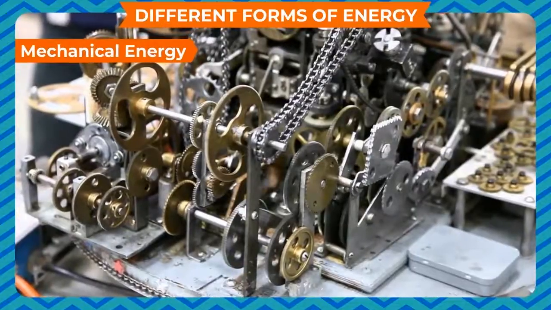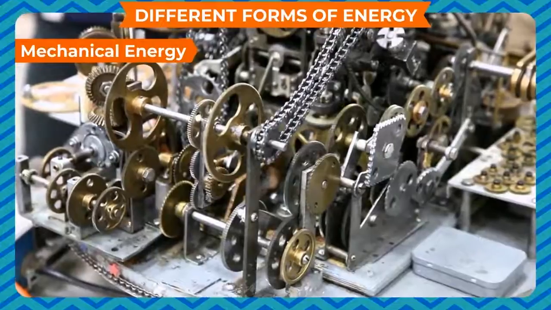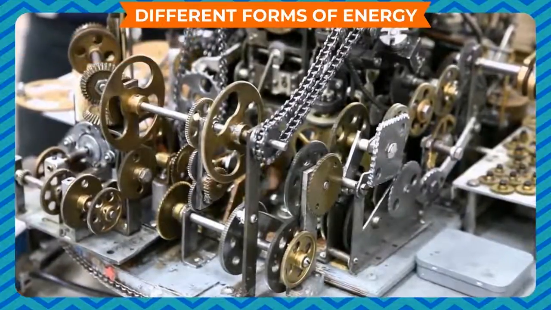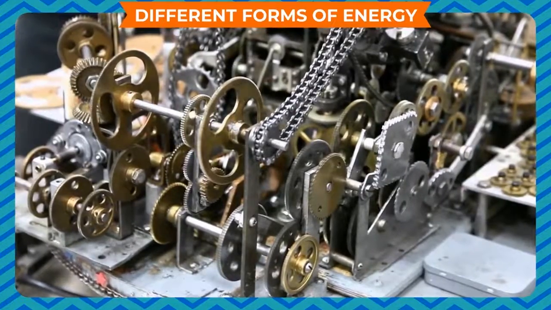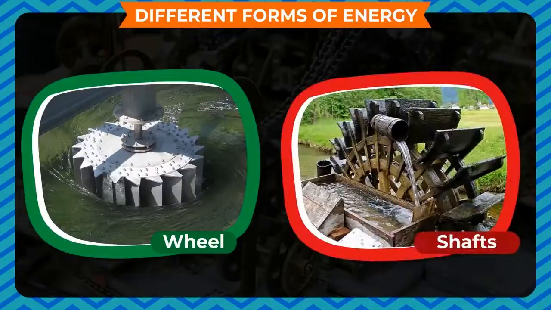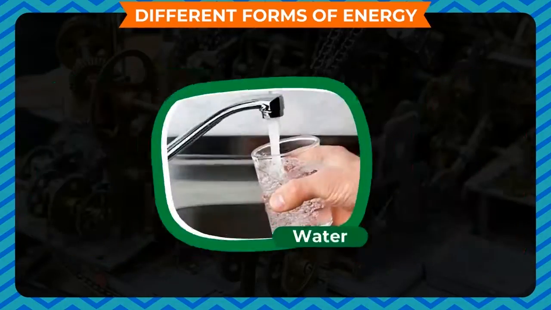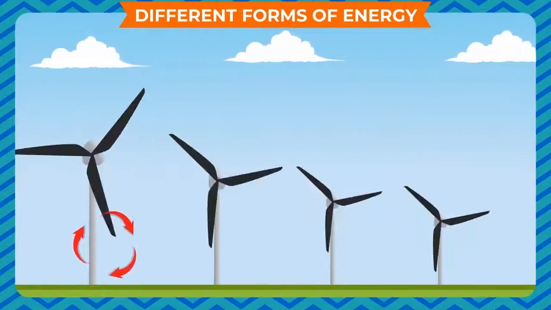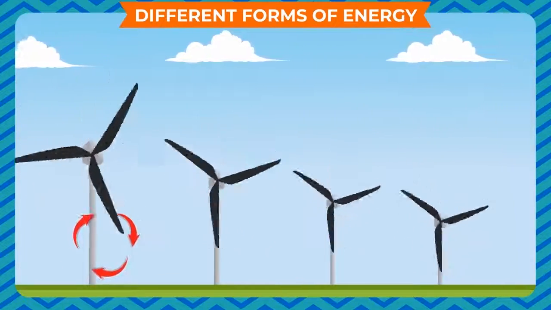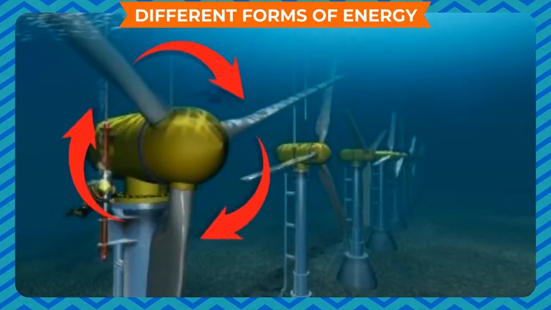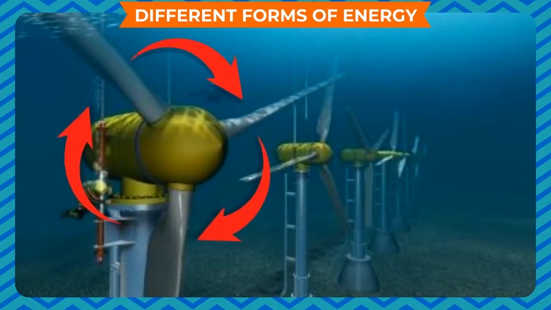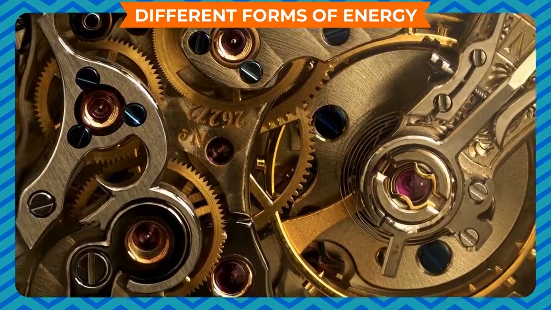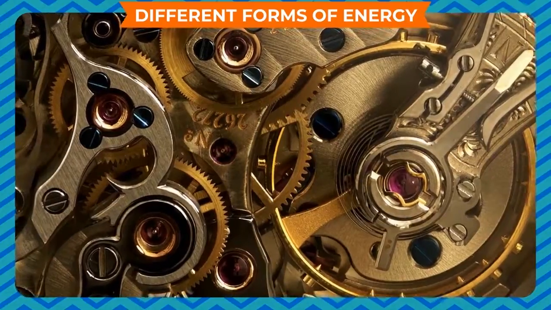Mechanical energy. Mechanical energy is the energy which is obtained by the motion of an object. This energy helps to move things such as wheels and shafts. We get this energy from wind, steam, or water. Wind helps to move the blades of a windmill, which helps to pump the underground water or to generate electricity. Thus, wind energy is converted into mechanical energy.